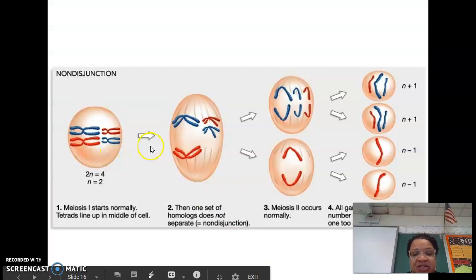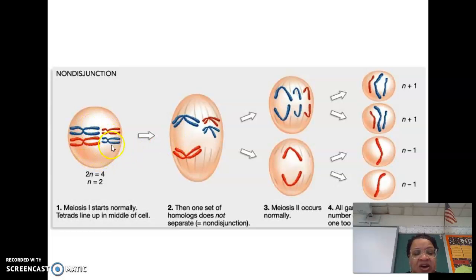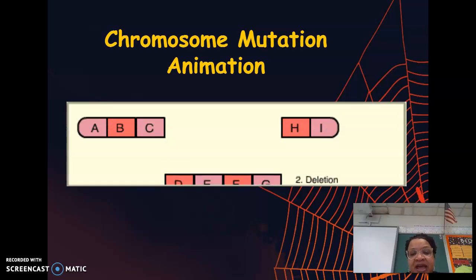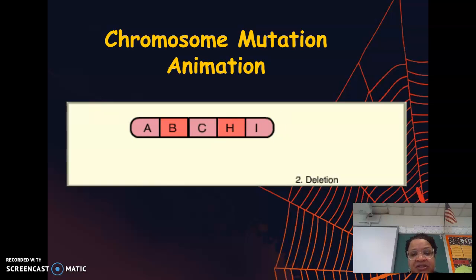This is non-disjunction displayed on meiosis. This is the starting parent cell. The result is 4 haploid daughter cells. And on this one, each daughter cell should have 2 different chromosomes. But you can see here, this has 3, this has 3, and these 2 have 1 each. So they didn't separate properly. So this is an animation of chromosomal mutations.